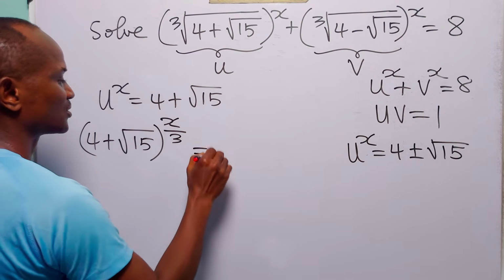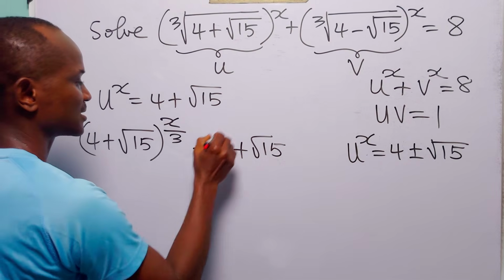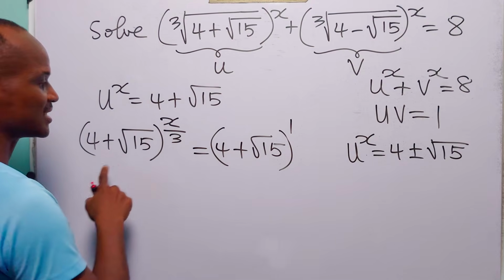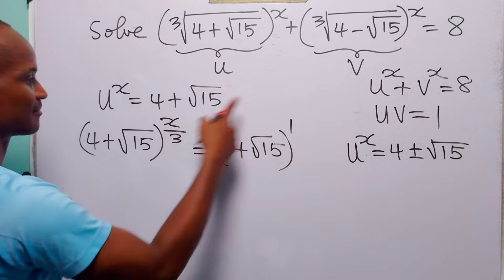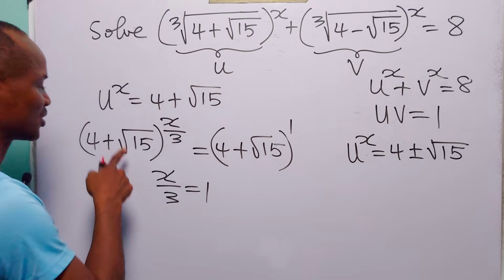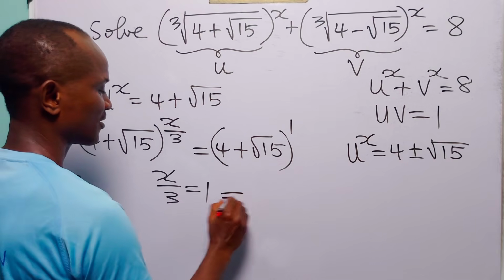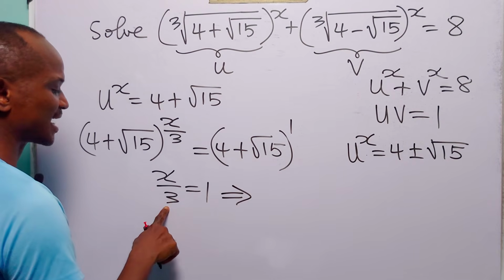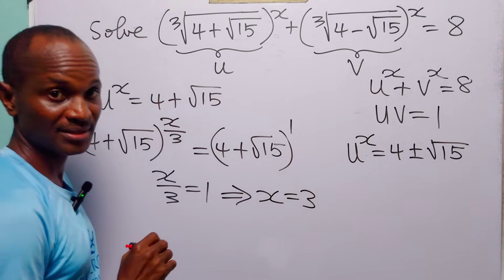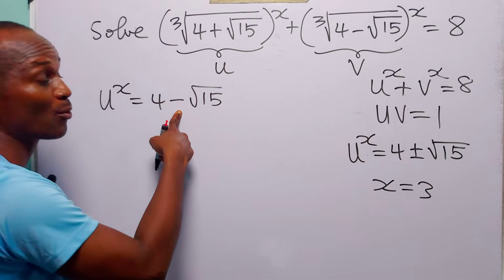Now this is equal to 4 plus root 15, of course, to the power 1. When we compare both sides of this equation, it is very easy to see that x over 3 is equal to 1 because we have the same base on both sides of the equation. And of course, from here, when we multiply both sides of this equation by 3, we have that x is equal to 3.